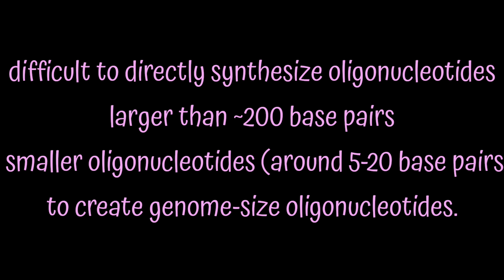So in the general creation of synthetic genomes, it is difficult to directly synthesize oligonucleotides larger than approximately 200 base pairs while maintaining high fidelity. So small oligonucleotides of around 5 to 20 base pairs are combined to create a genomic size oligonucleotide. In the previous method, smaller strands were stitched together using T4 polynucleotide ligase. The modern technology uses PCR based methods to improve on this, increasing the speed and fidelity.